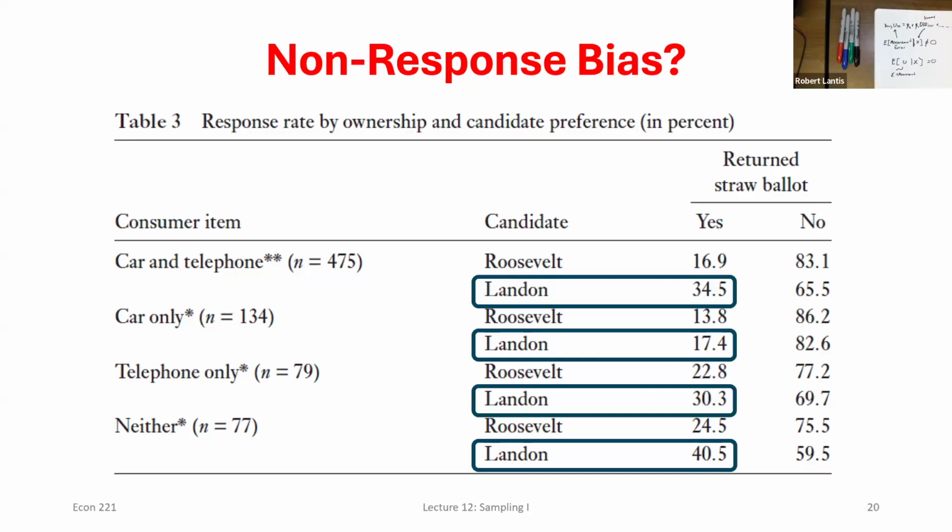That for certain groups, maybe it was just harder to gather data on. Or essentially, this missing data is going to cause us to have a sample that's going to be biased. That's the end result, right?